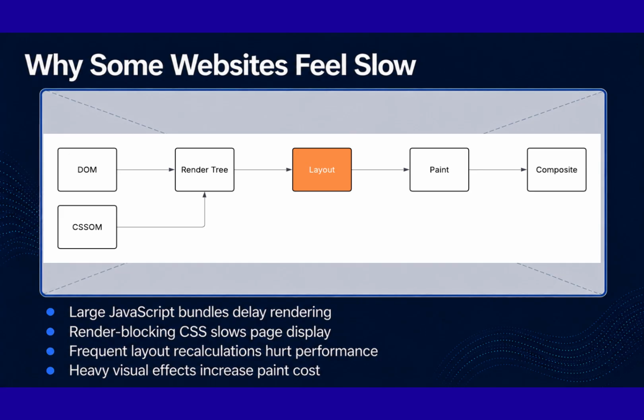Now that you understand the rendering pipeline, slow websites start making a lot more sense. Large JavaScript bundles can delay rendering. Render blocking CSS can prevent the browser from displaying content. Frequent layout recalculations can create jank. And heavy visual effects can increase paint cost. The browser is constantly balancing correctness, speed, and visual updates. And now you have a mental model for understanding what it's actually doing.